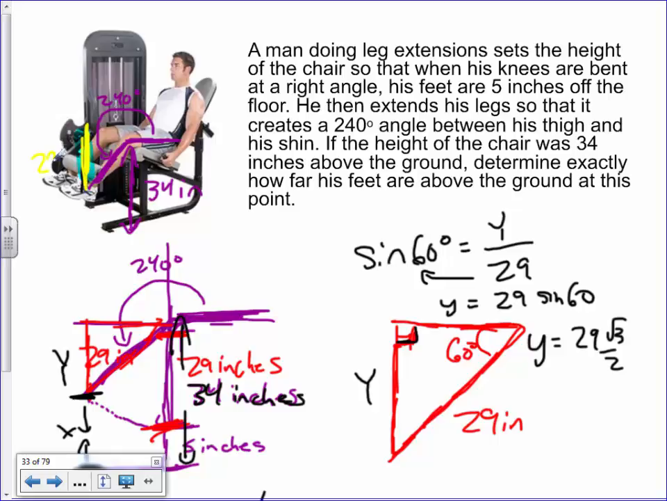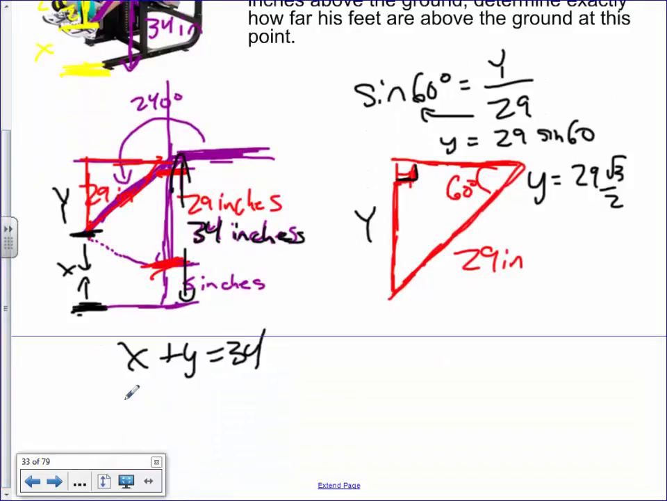This right here is 29 root 3 over 2, from here to here. And what we're actually asked for is this little distance right here. So x is going to be equal to 34 minus 29 root 3 over 2. This is as exact as we can be. And to be honest, I actually prefer if you leave it like that. Don't give me decimal numbers if I ask for an exact value.